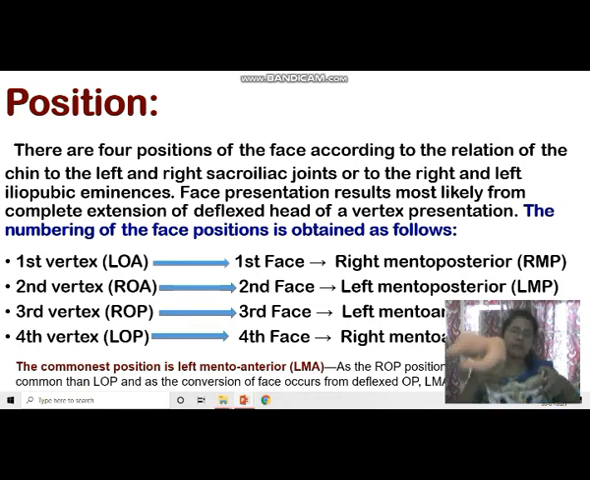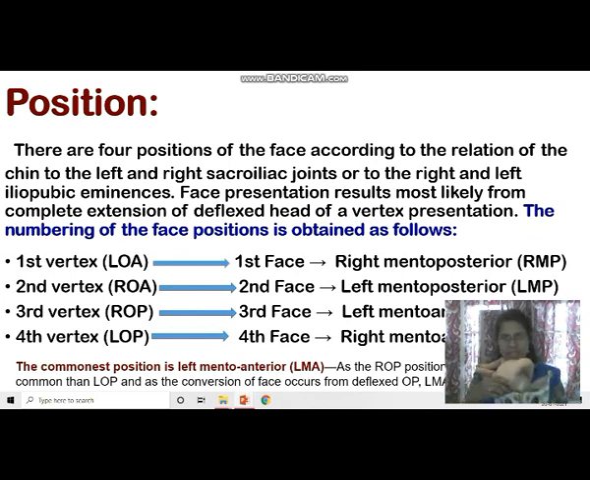This is the left side, so left occipito-anterior is the normal mechanism. If it is extended, what will happen? You can see from this baby, the chin touches the right sacroiliac joint. So that will become right mentoposterior. Otherwise, if the baby is in the normal right occipito-anterior, that is the right iliopectineal eminence.